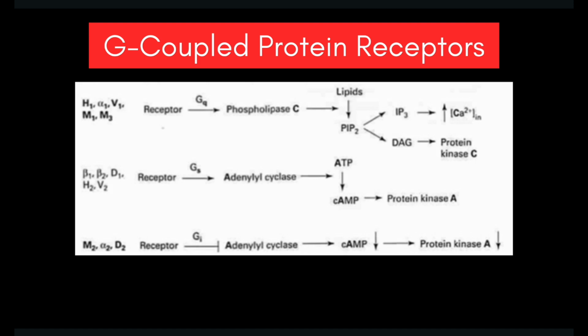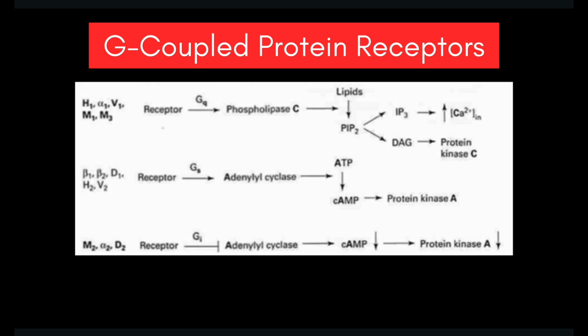Now for GS, I don't have a mnemonic, so for this one you just kind of have to memorize it. For GS agonism, the main effects observed are activated adenylyl cyclase, which increases cyclic AMP. So the reverse of GI, basically. And the receptors that get acted upon are beta 1, beta 2, dopamine 1, histamine 2, vasopressin 2.